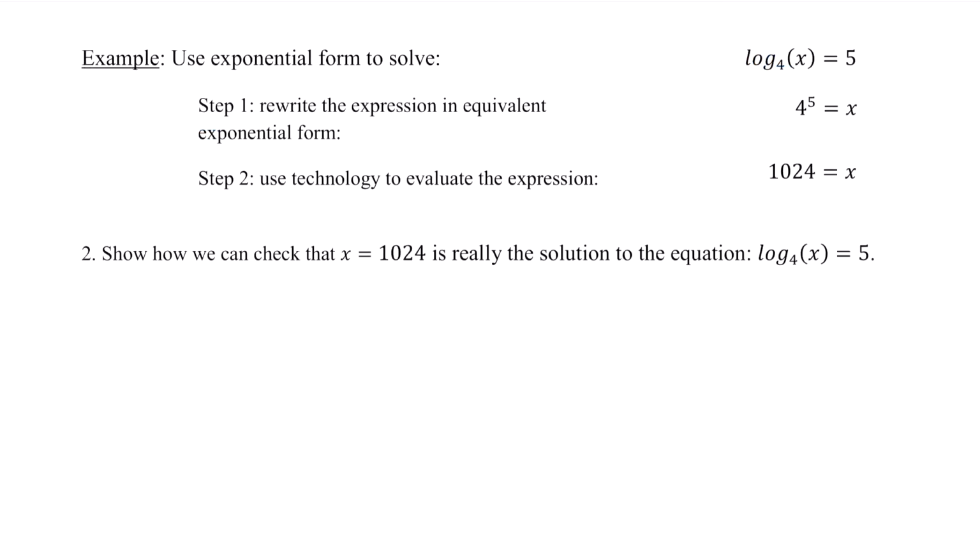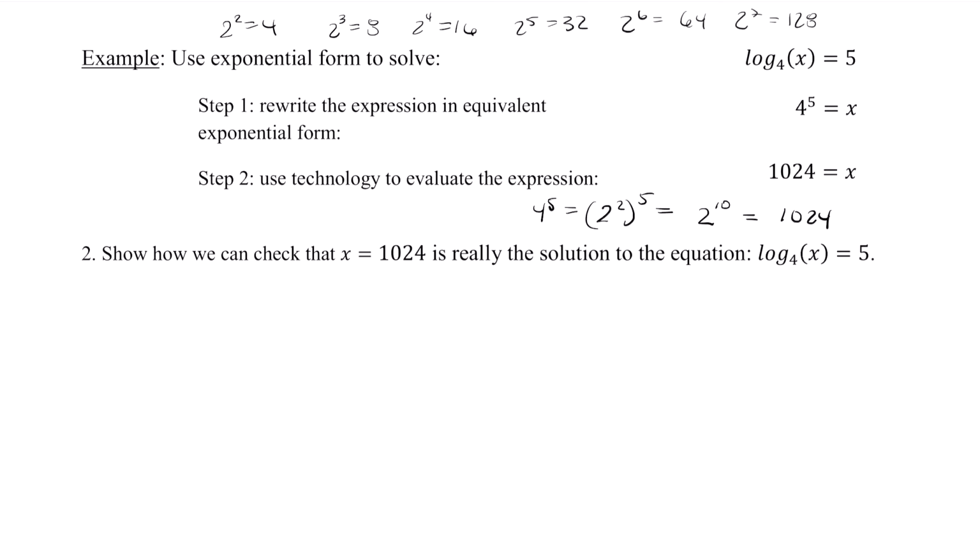Finally, we can solve logarithmic equations by rewriting things as exponential form. So first step in this example, they rewrote this logarithm as an exponent, and then they used technology to evaluate. As a little aside, 4 to the 5th is the same thing as 2 squared to the 5th power, which is 2 to the 10th, and that's 1024. I always tell students it's not a bad idea to start memorizing powers of 2. And I'm running out of space, so I'll stop there.